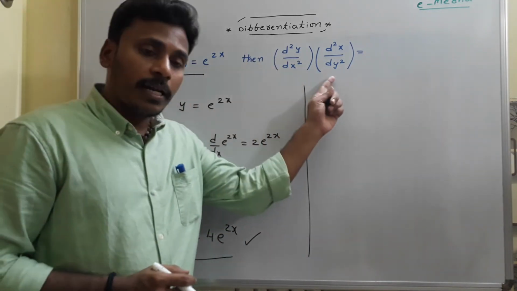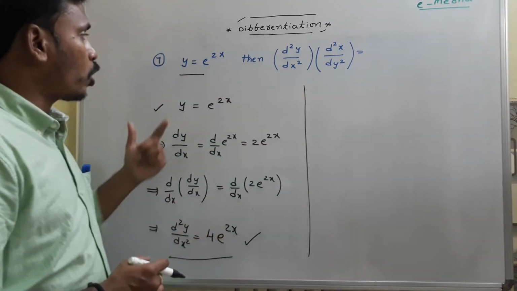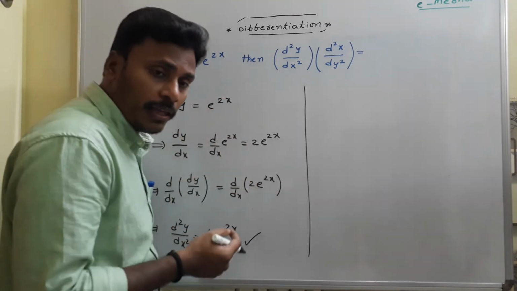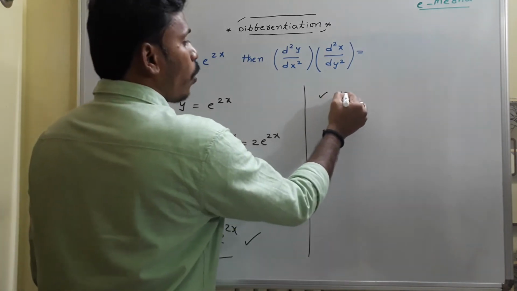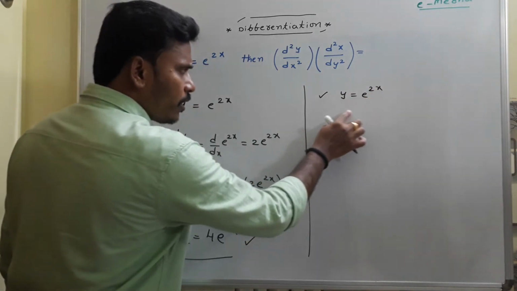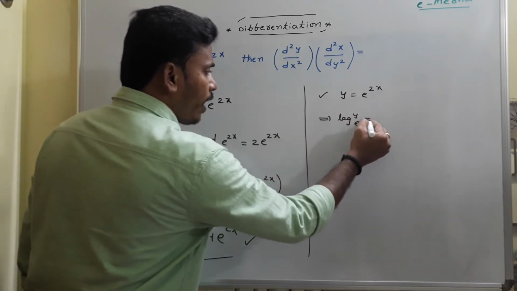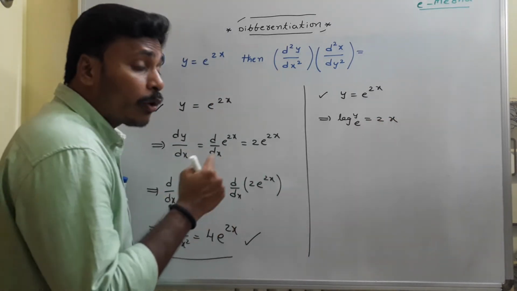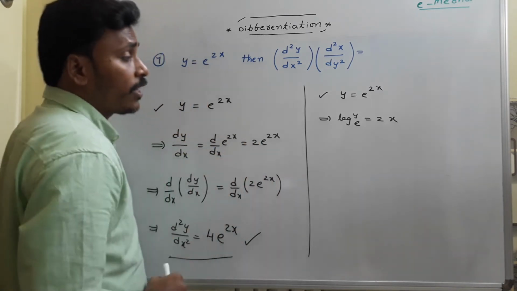Coming to the second part, to calculate d square x by dy square, we need to differentiate with respect to y. Since I am going to differentiate with respect to y, I am trying to make x the subject. We have y is equal to e power 2x. This is exponential form, so simply take logarithm on both sides. You will get log y to the base e is 2x. Now I am going to differentiate with respect to y. Remember, we are differentiating with respect to y now.